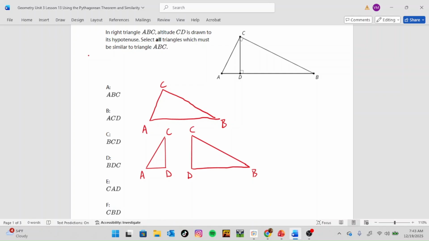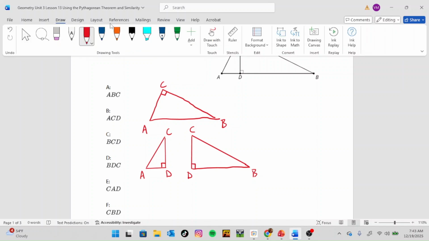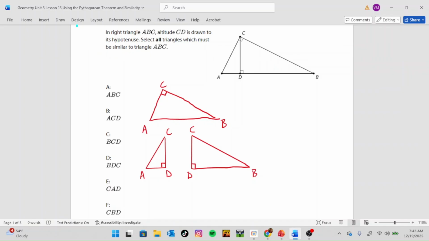So now we've got to figure out the corresponding sides. So this is a 90-degree angle. This is a 90-degree angle. And this is a 90-degree angle. So first, we're going to highlight this short side that touches the 90-degree angle. And so all 3 of these blue sides are going to be corresponding.